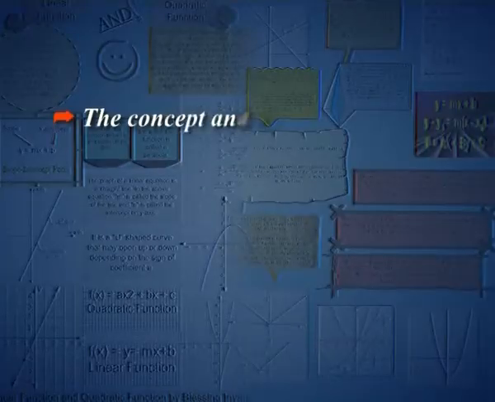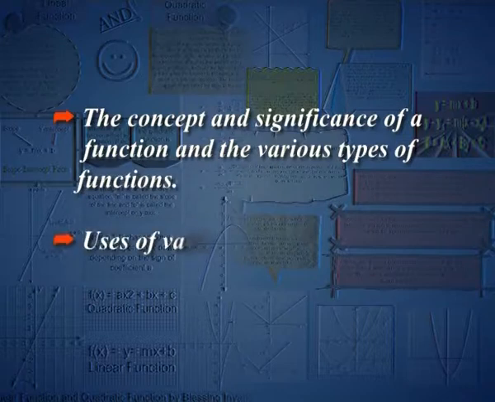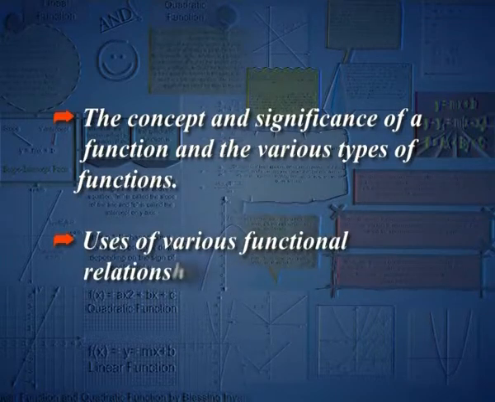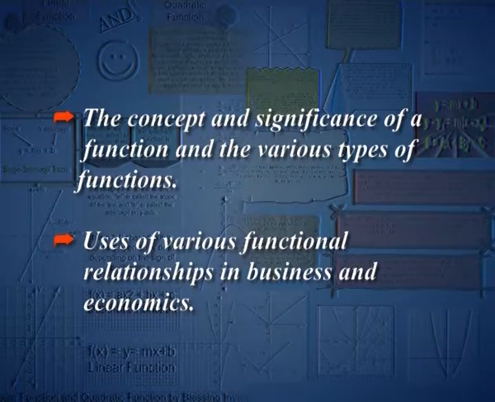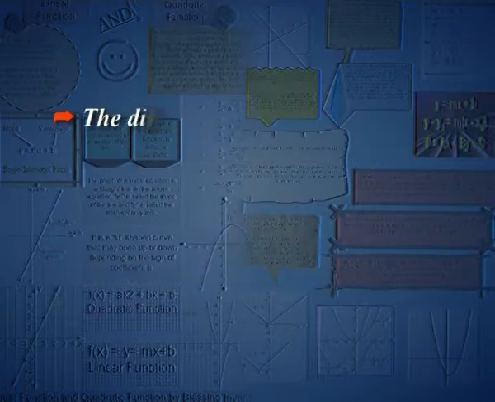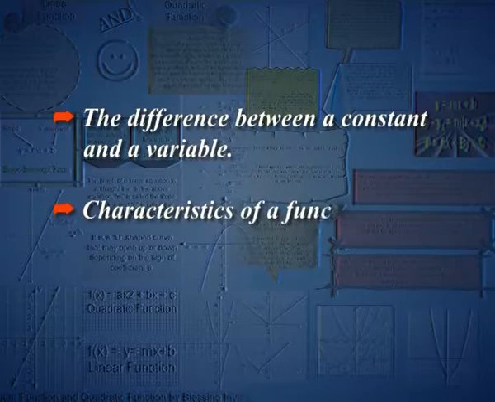So that brings us to the conclusion. Now let us quickly summarize what we have learned today. We have learned the concept and the significance of function and the various types of functions, uses of various functional relationships in business and economics. In addition to this, the script also explains the difference between a constant and a variable and the characteristics of a function. That is all for today.